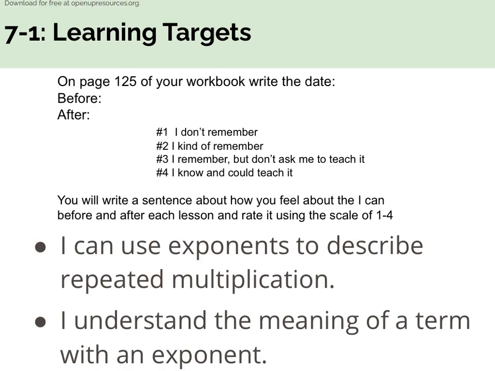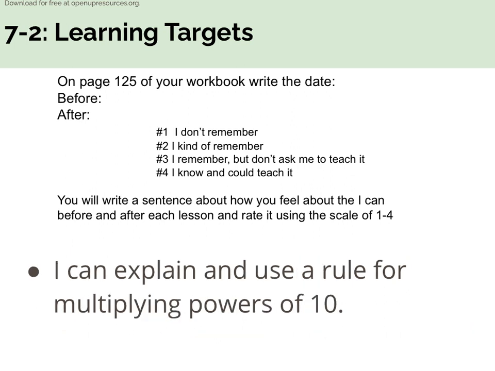Go back to page 125, read the I can statements for lesson 1. I can use exponents to describe repeating multiplication, and I understand the meaning of a term with an exponent. Also read number 2. I can explain and use a rule for multiplying powers of 10. So go ahead and write yourself a sentence for those I can statements, how you feel about today. Give yourself a number. 1, I'm still confused. 2, I kind of got it. 3, I did get it. And then 4, I can teach it to my friend.